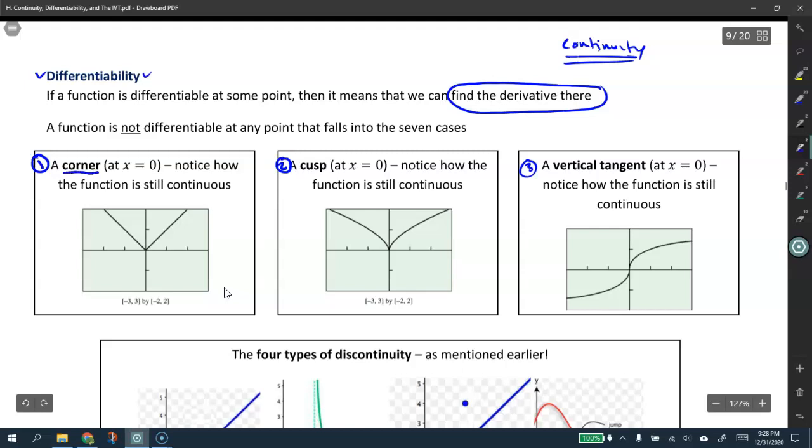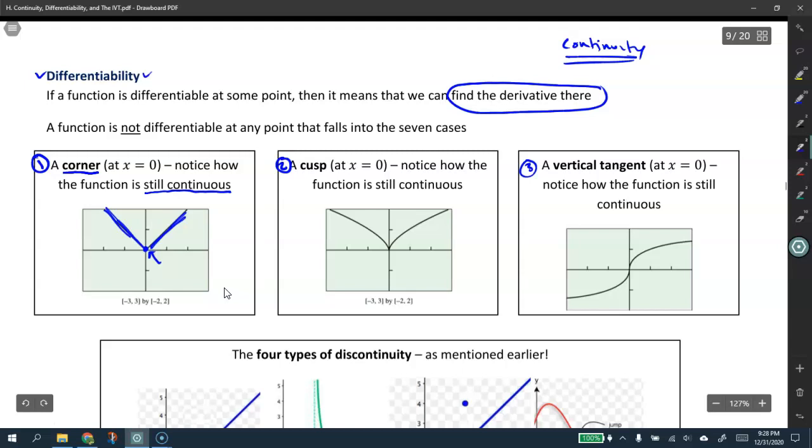So a corner is a problem for us because if you were trying to find a derivative at the point 0, you wouldn't know which side to take the slope of, the left side, which is actually a negative slope, or the right side, which is actually a positive slope. Because there is a disagreement, you cannot take a derivative exactly at 0. What I want you to notice, though, is the function is still continuous, but it's just not differentiable. You get it, right?